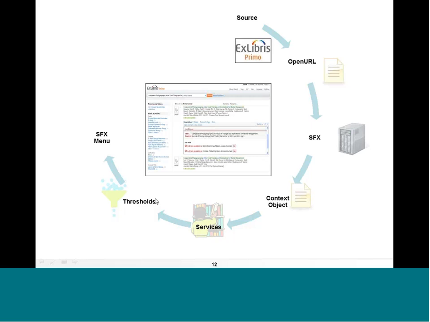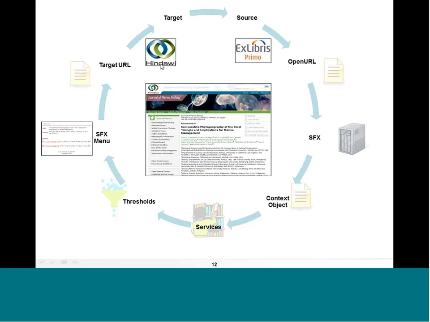When the user clicks on one of the links in the menu, and we'll see here, there's a couple of options in the SFX menu, in other words, one of these targets, a target URL is sent to the target so that the user can actually ultimately access the full text. Now, this target URL is slightly different from the OpenURL that's sent initially from the source to SFX. The target URL will typically contain additional augmented data, and it can also contain authentication information that is specific to your institution. So the user can ultimately access the full text of the article.